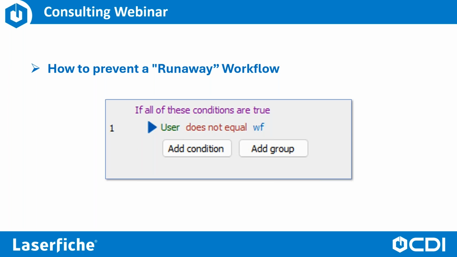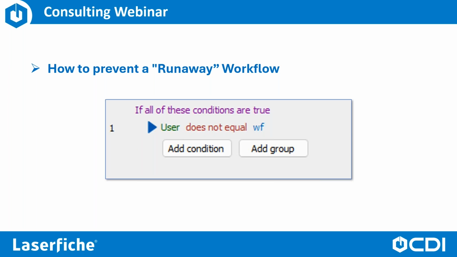And we just tell it that the user should not equal workflow or the WF account or the WF agent, whatever you've used as your workflow user that is taking action for us. We can tell it not to use that as a trigger for starting workflows.